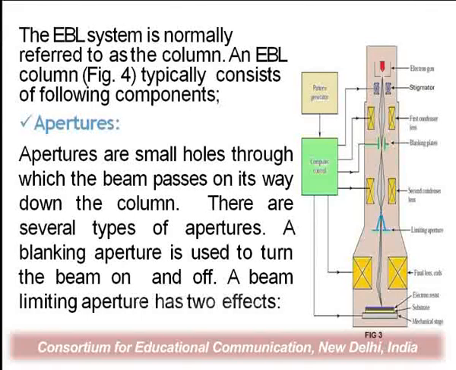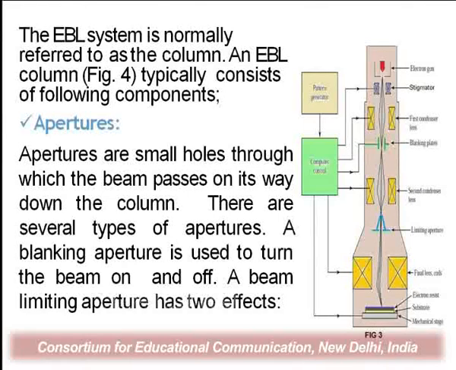The electron beam lithography basically consists of different columns and it is just similar to the scanning electron microscope, and it consists of 4 components. First is the aperture. Apertures are small holes. Here on the right hand side we see the aperture through which the beam passes on its way down the column, so the narrow beam can be passed towards the wafer. So we use the aperture, which is a small hole.